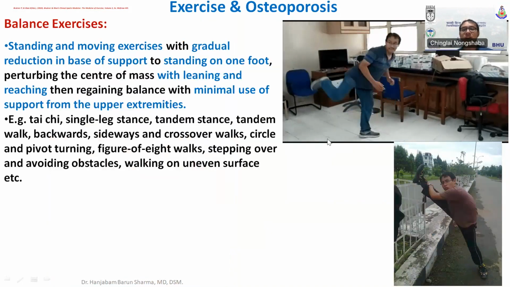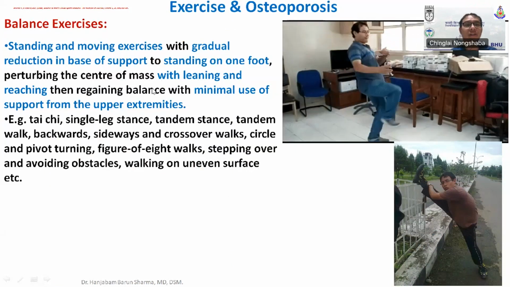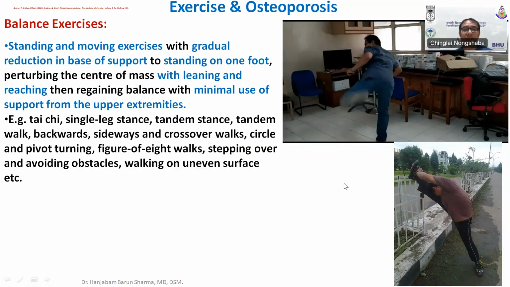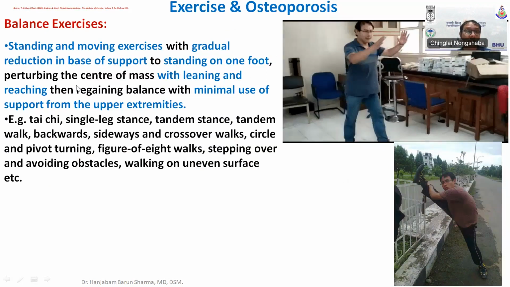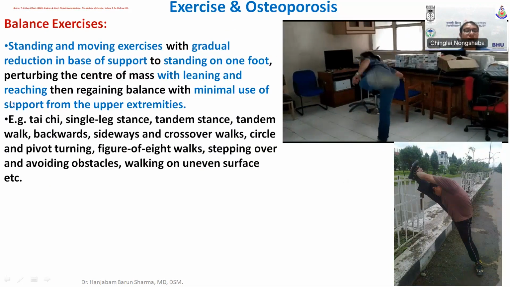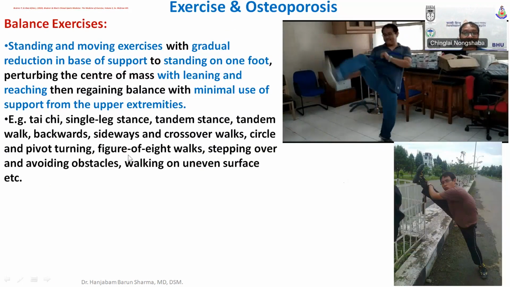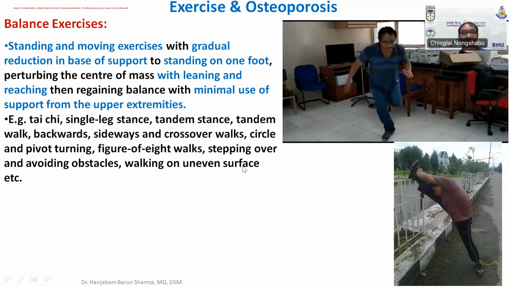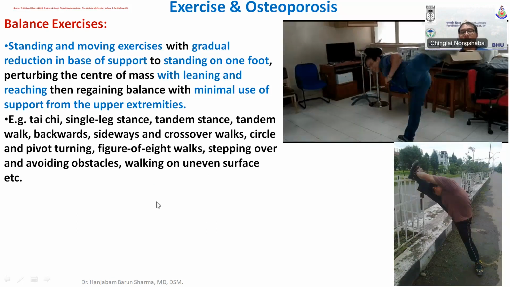So apart from resistance exercise, we also have to understand balance exercise. Balance exercise and flexibility exercise also we can incorporate. Balance exercise can be standing or moving exercise with a gradual reduction in the base of support in order for progression. For example, standing only on one leg, or leaning in a particular direction, or reaching to a particular target, or minimum use of the upper extremities, it can be tai chi and all this. A figure of 8 walk, tandem walk, a sideways crossover walk, walking on an uneven surface. All these things can be incorporated.